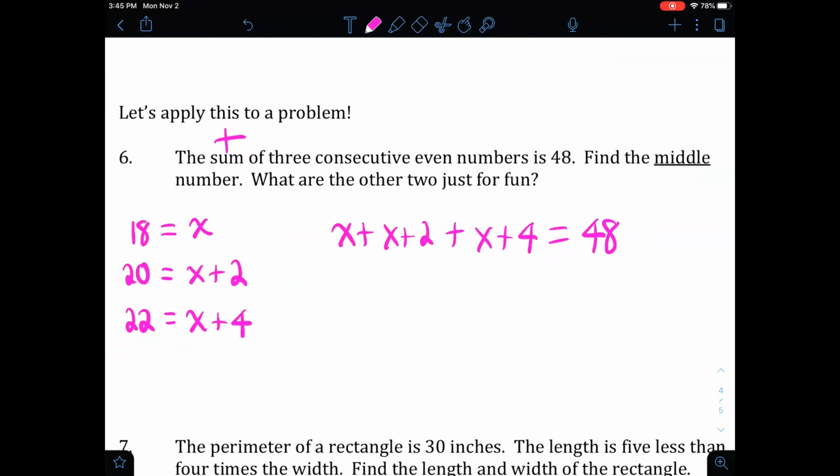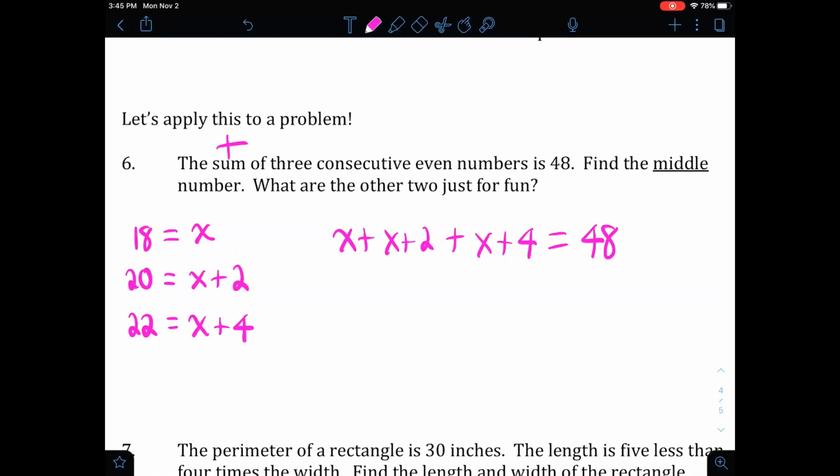Now we need to solve this. Is there anything to distribute here? We're looking for all 3 numbers, and this is going to help us find those. There's nothing to distribute. Any like terms to combine? We have x, x, and x, and also 2 and 4. X plus x plus x is 3x. 2 plus 4 is 6, equals 48. Now we have to solve for x. How do I get 3x by itself? I need to subtract 6. And 3x is going to equal 48 minus 6, which is 42.